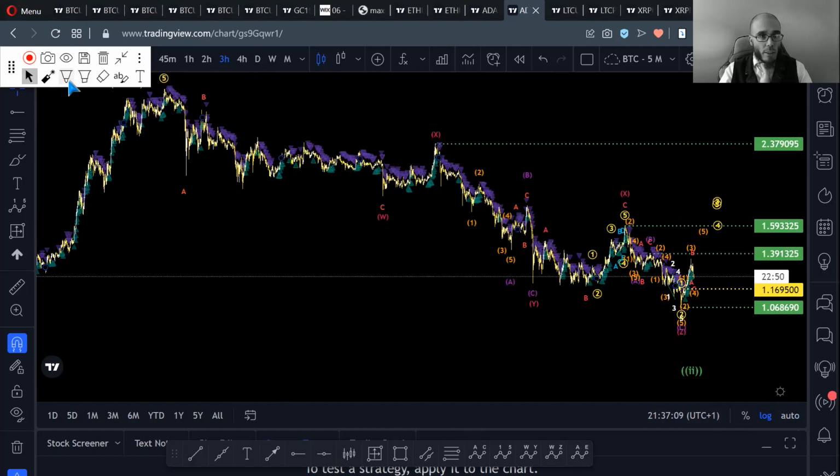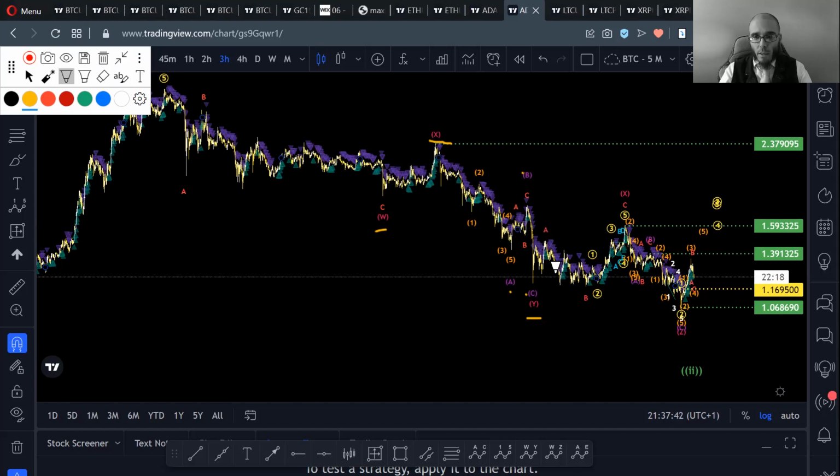The correction is composed of a W, an X wave, a Y wave, with the Y wave also being 3 waves in the A, B, C, and it was a zigzag since the A wave was a 5-wave move and the C wave was also a 5-wave move, even if I can't label it. So that's a zigzag.